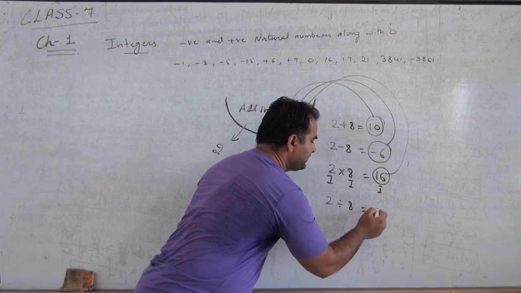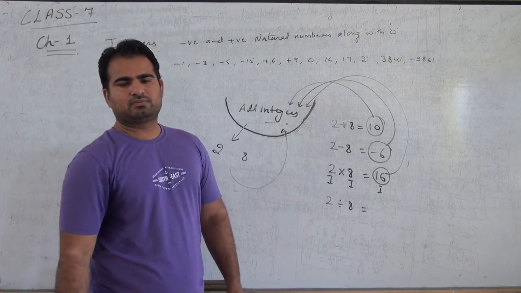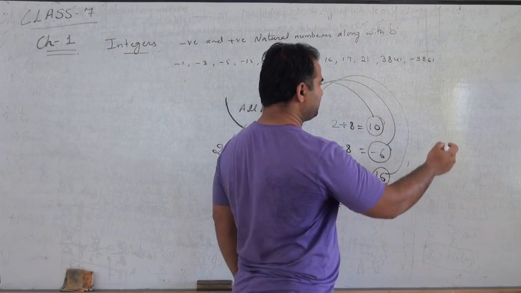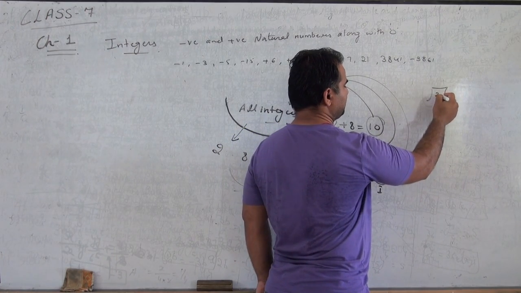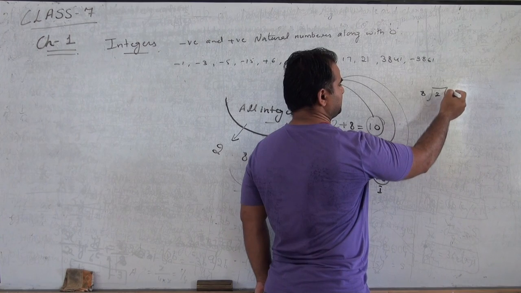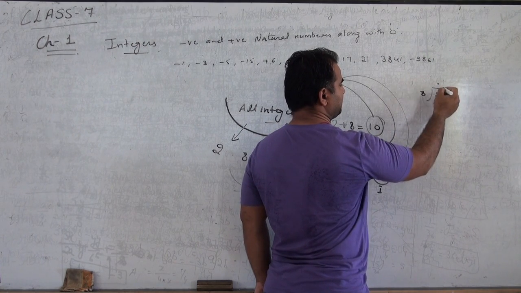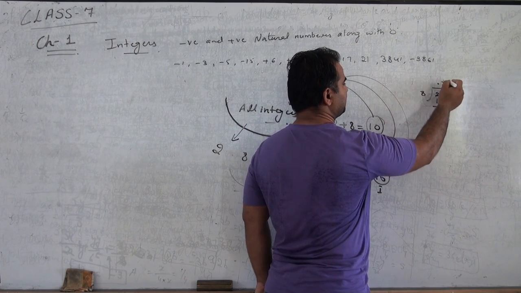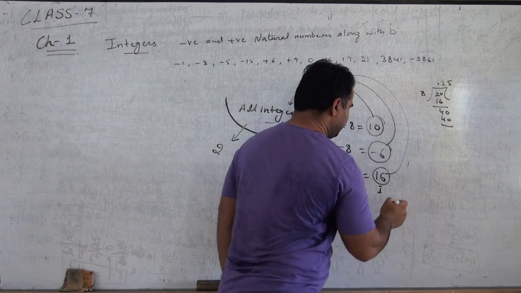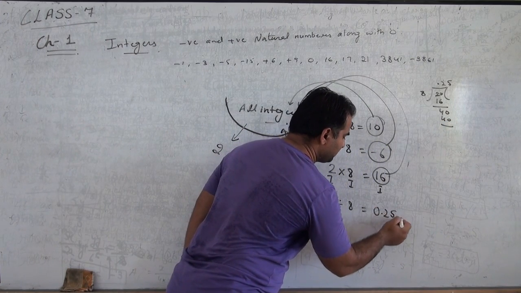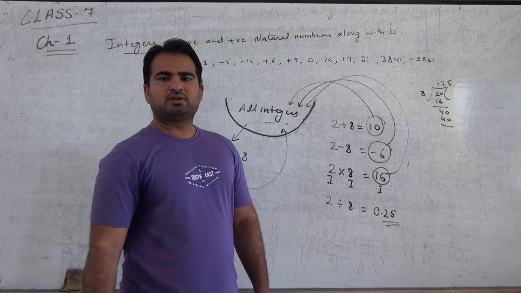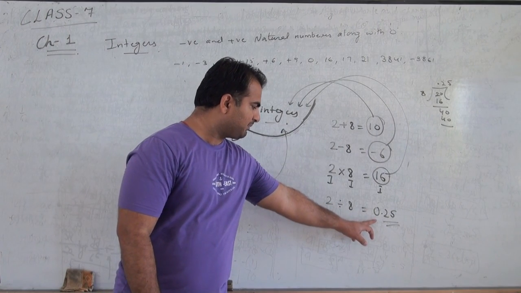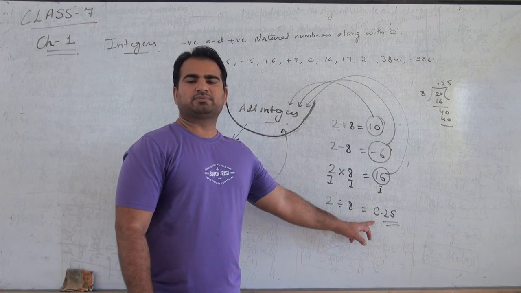But what is 2 divided by 8? Is 2 divided by 8 an integer or not? So we have to divide 2 by 8, and we use a decimal point there. It will be 0. 8 2s are 16, remainder 4, again 0, 8 5s are 40. The answer will be 0.25. So closure property is not applicable while we are dividing.